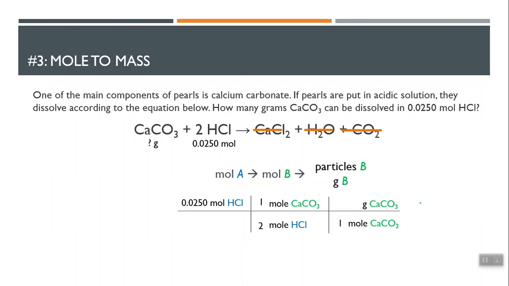And you get that 1 mole of calcium carbonate is equal to 100.09 grams of calcium carbonate. Multiply through, divide, you get 1.25 grams of calcium carbonate, okay? So on your paper, you have 2 more example problems. I want you to try to do that on your own. You have answers on the bottom of your paper. The answers are given to you at the very bottom.